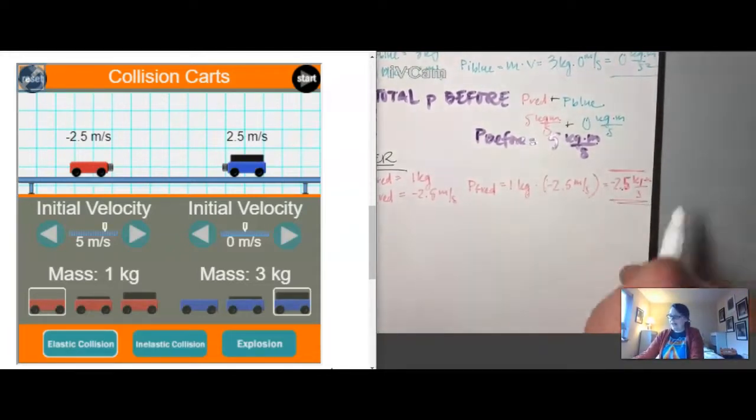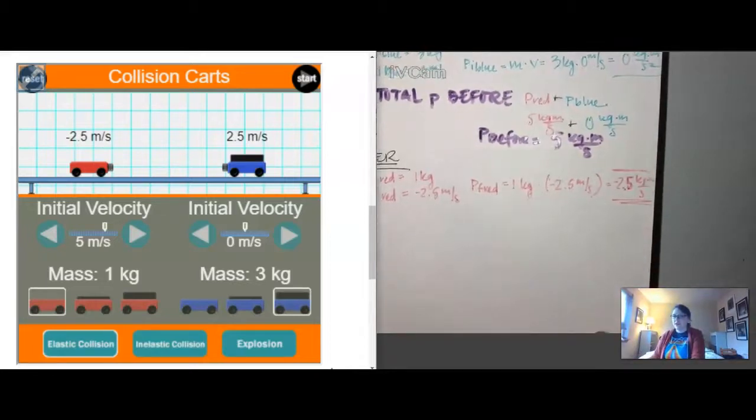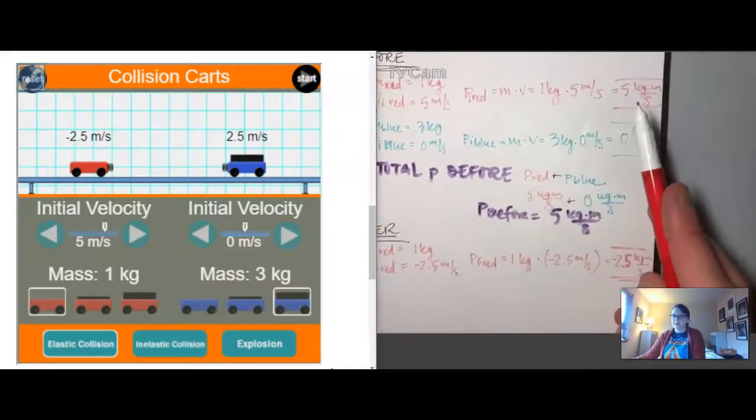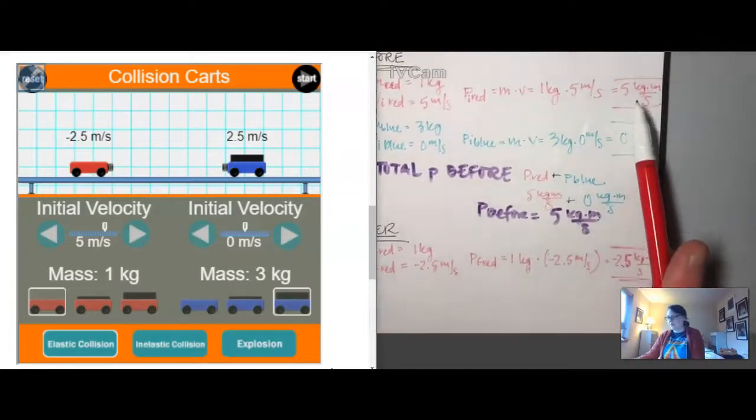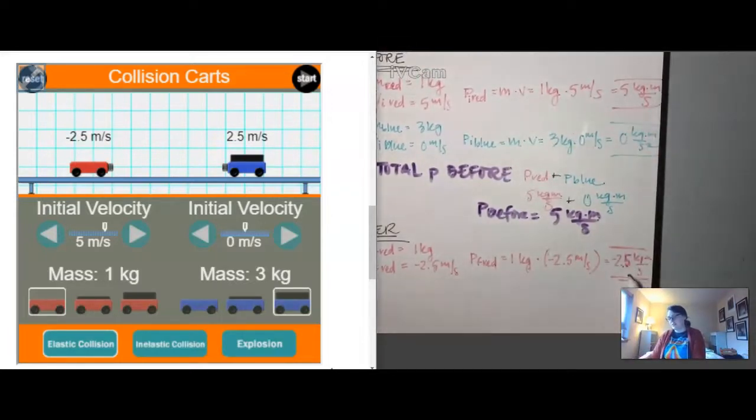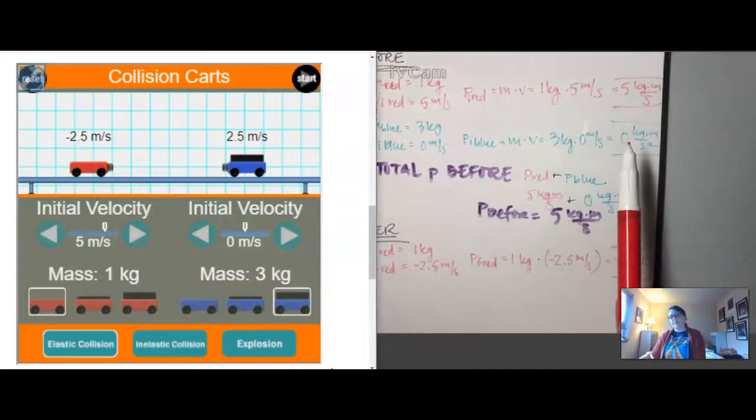That's the momentum after the collision for the red car. You'll notice it's less, right? It's a lot less. Negative 2.5. If your bank account said plus $5 million and the next day it said minus $2.5 million, you would have lost some money. Where did the momentum go? It went into the blue car.